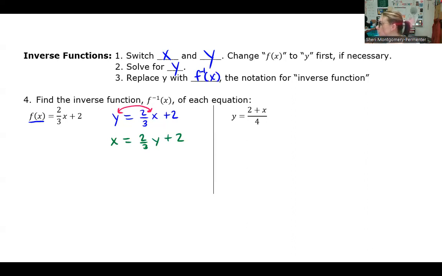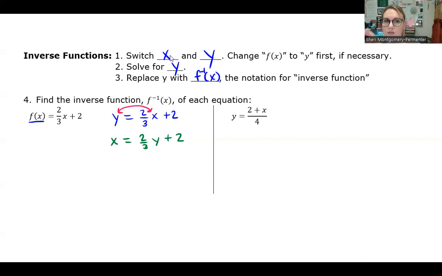So step 1, switch x and y. Most of my students do okay with the graphs, okay with switching x and y when it's just a table. This is the part where they sometimes struggle. So this is the part where you need to make sure you keep your phone away and you listen. All we're going to do for step 2 is solve for y.